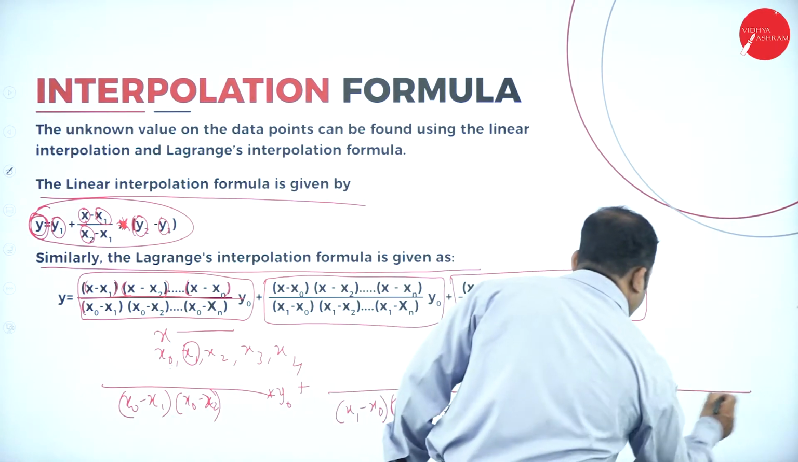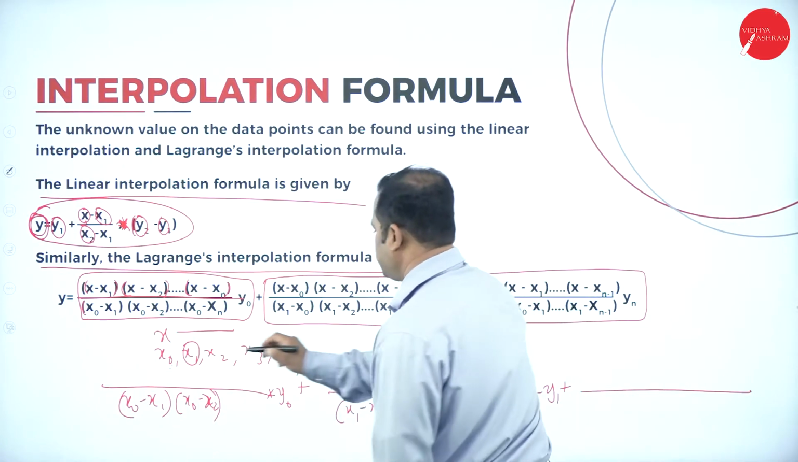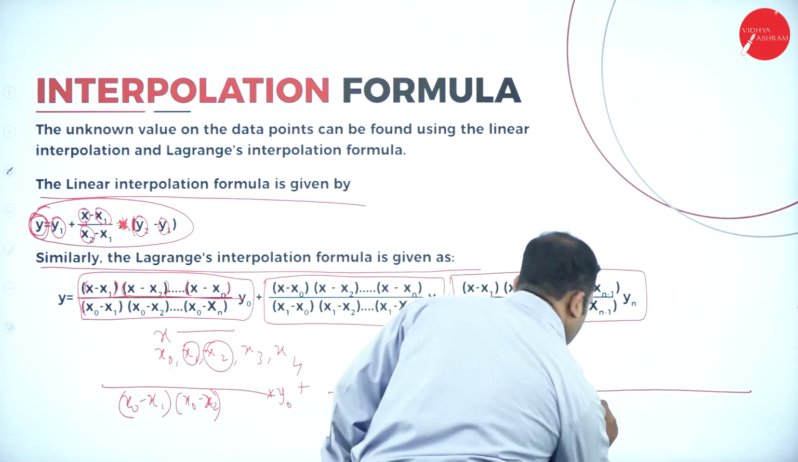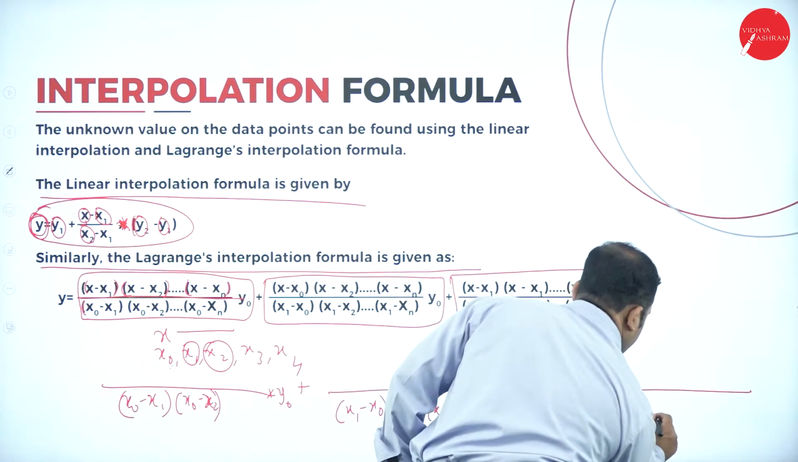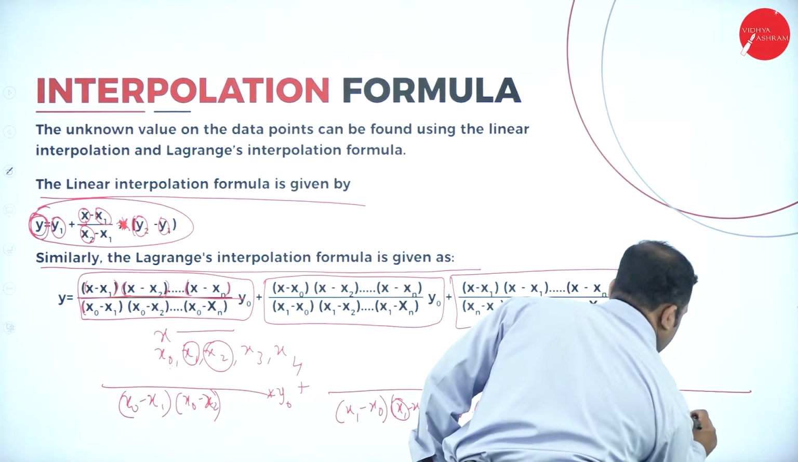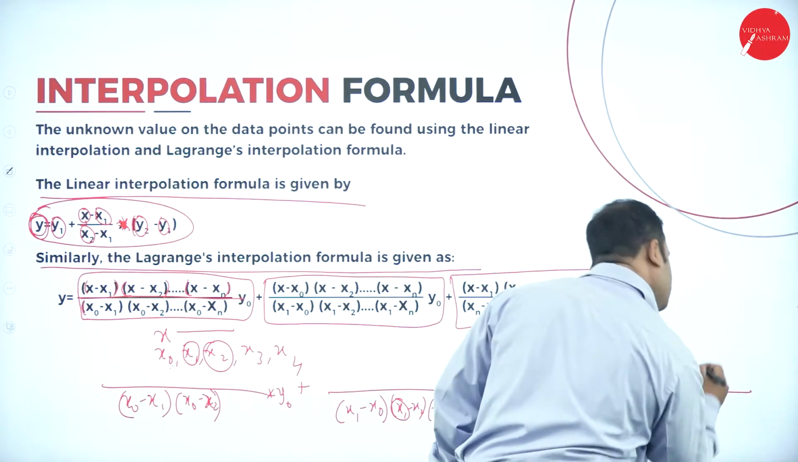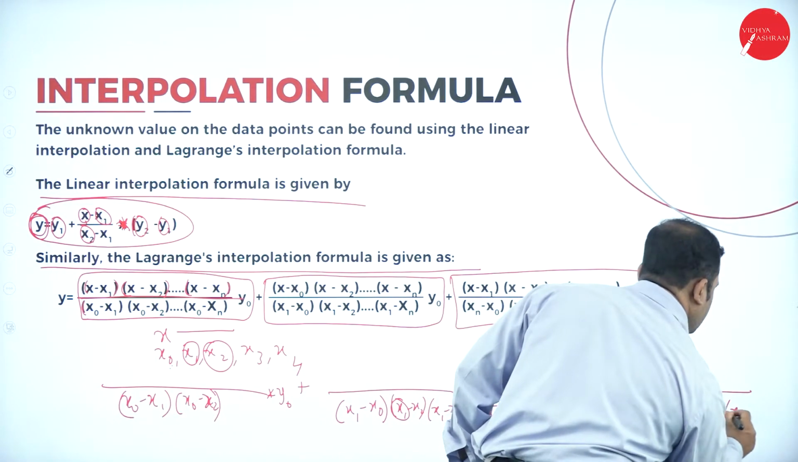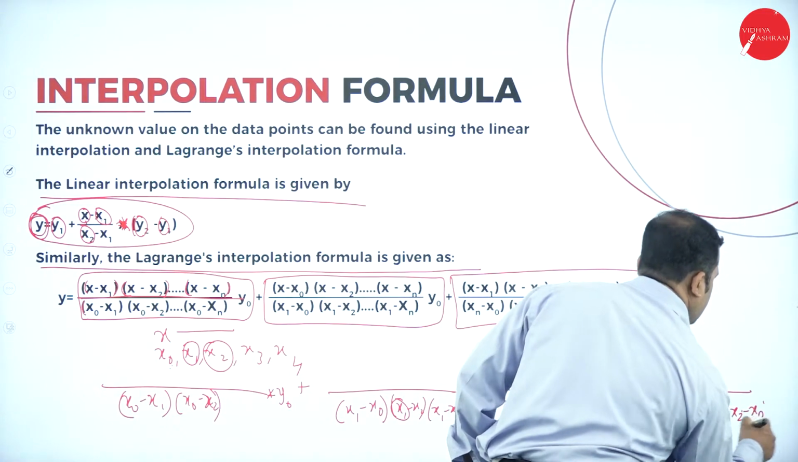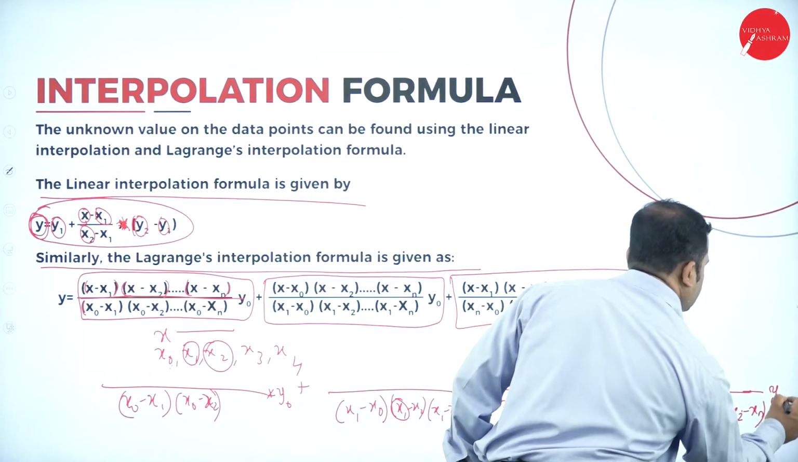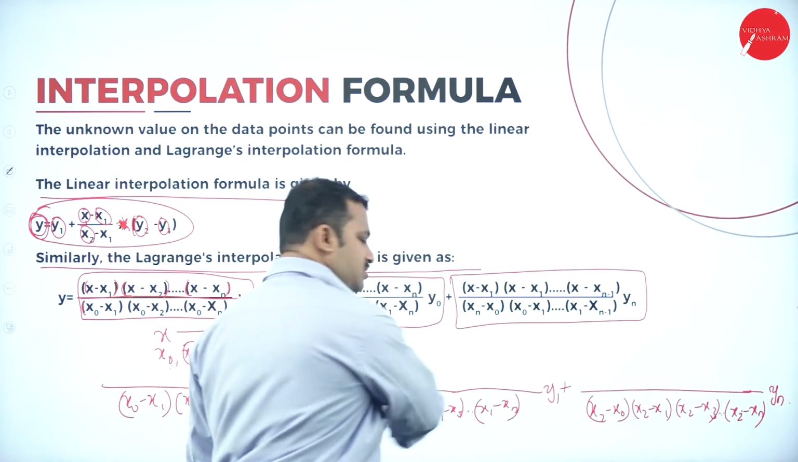Again, in the denominator, x2 is the second term. So I need to consider x2 minus x0, x2 minus x1, x2 minus x3, excluding x2 minus x2, and so on till x2 minus xn, followed by y2. Then this defines the denominator.